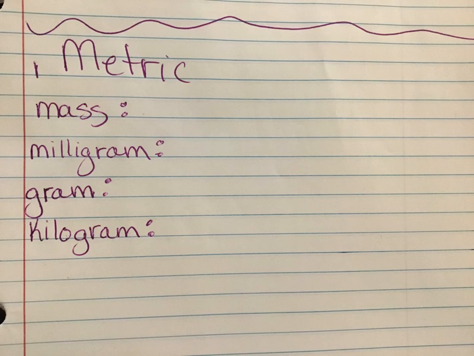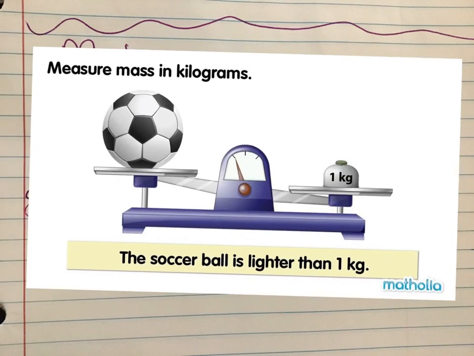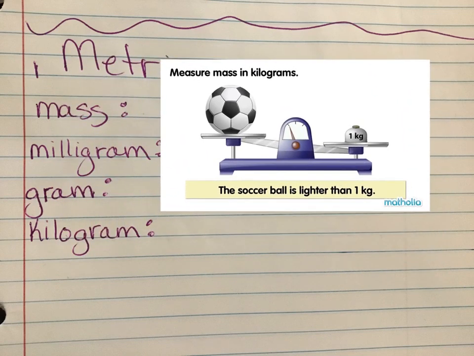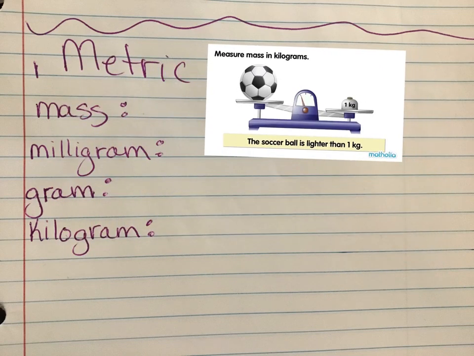So we could still use that same scale that I used to measure the paper clips, but a lot of times mass is measured on a balance scale, which we happen to have here in the classroom. You can see on this balance scale that the soccer ball is on one side and then they have a weight on the other side, and it's saying this soccer ball is lighter than 1 kilogram because the kilogram is really low and the soccer ball is really high. So that's one way to measure mass. The smallest form of mass would be milligrams.